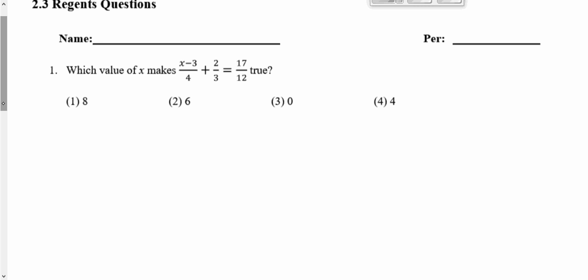x minus 3/4 plus 2/3 equals 17/12. So, let me just say, in a normal equation, you're going to want to subtract 2/3 from both sides, right? Which means that to subtract 2/3 from 17/12, you're going to need a common denominator. Remember doing that?